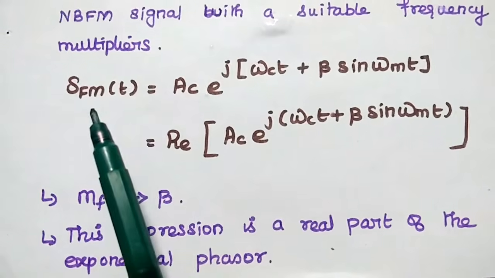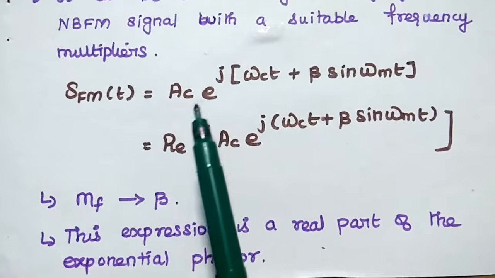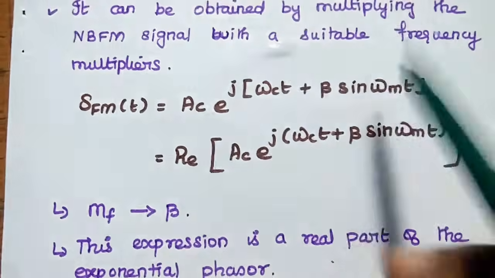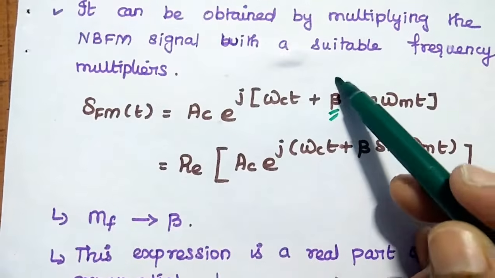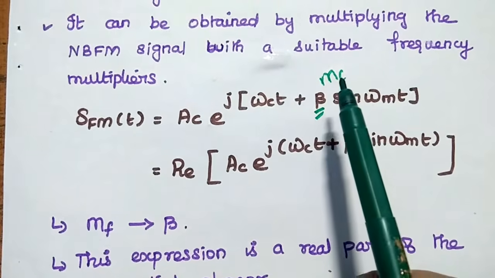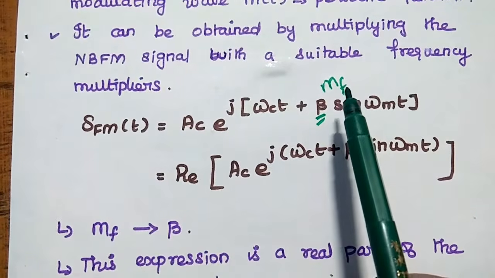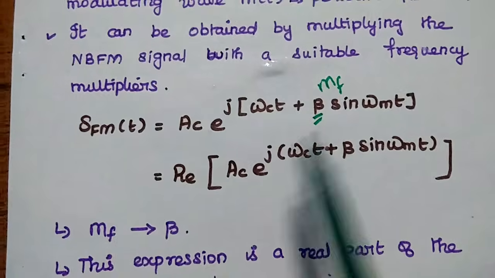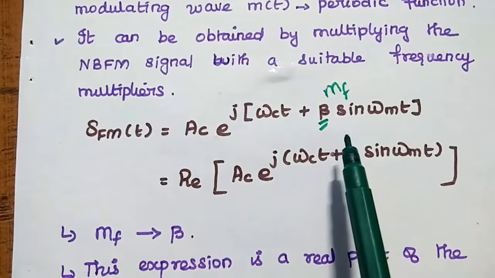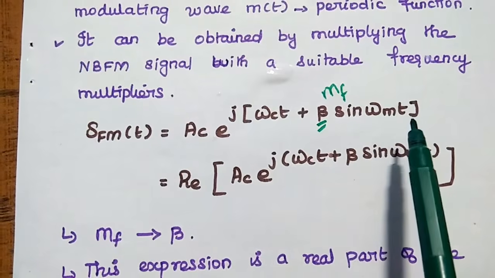So now we are going to rewrite this expression in complex form. Here, the frequency modulated signal s_FM of t is equal to Ac e power j of omega c t plus beta sin omega m t. This beta is nothing but the modulation index. So we can represent the modulation index as either mf or beta. Beta is the modulation index of the frequency modulated signal.